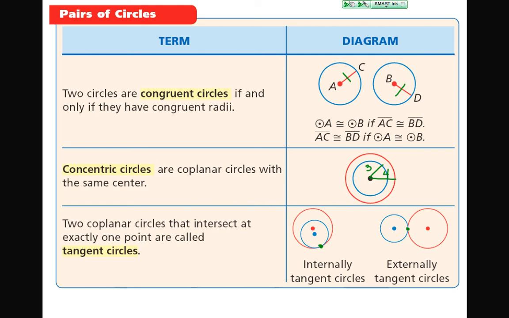Internally tangent circles, one is inside the other. Externally tangent circles, the two circles are outside of each other, but they do touch at one point.